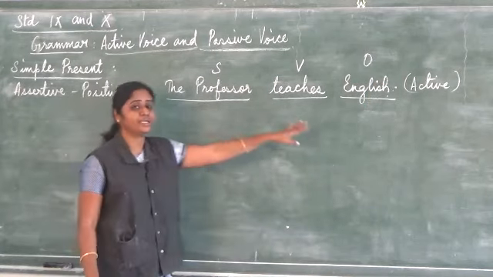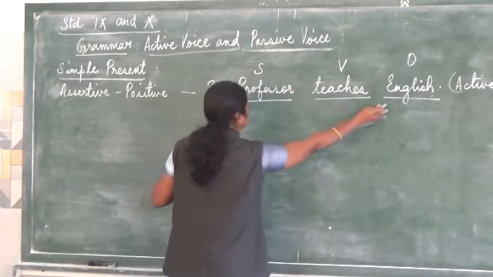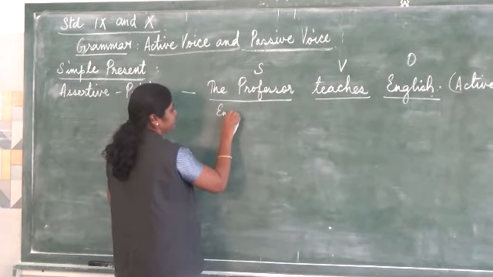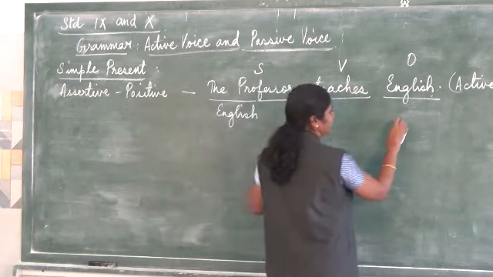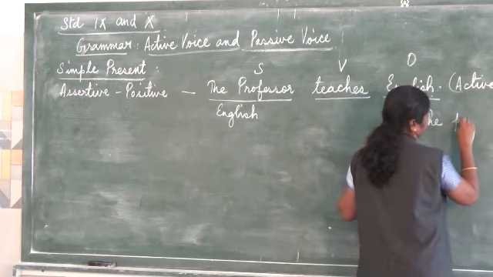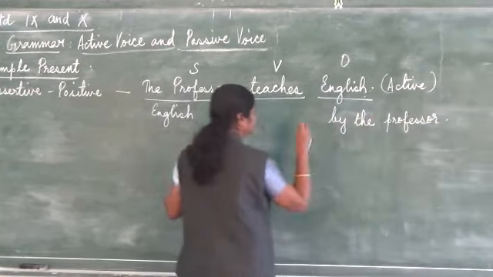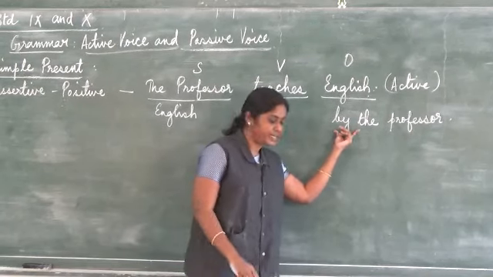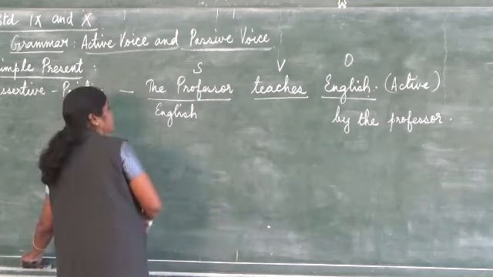Now once you have patterned it, the second step is to interchange them. You bring the object to the front, English, then you take the subject to the last, the professor, and before this you have to add the preposition by. I have already done it. Then the remaining part is only the verb.